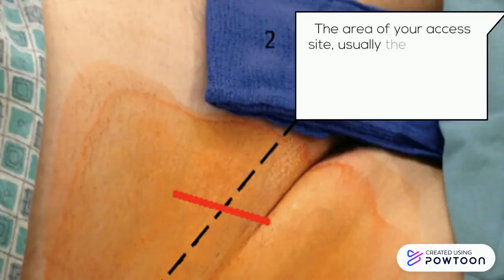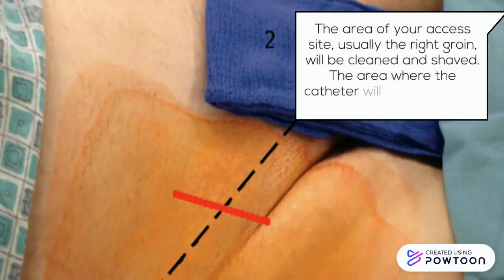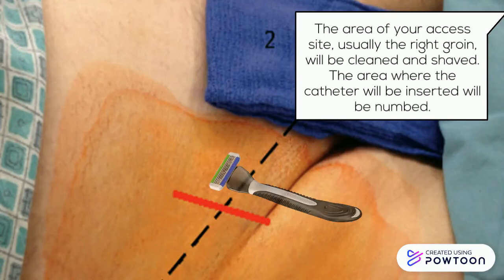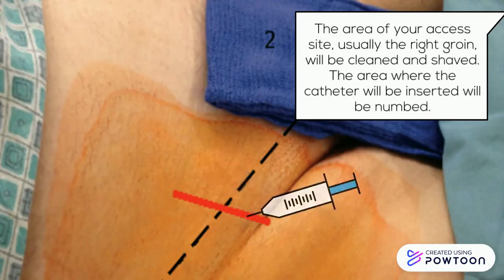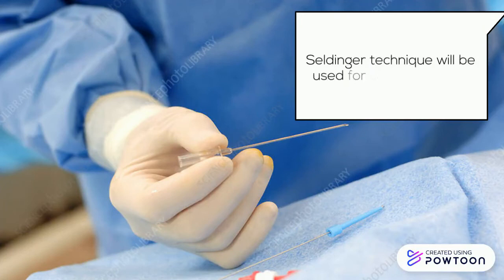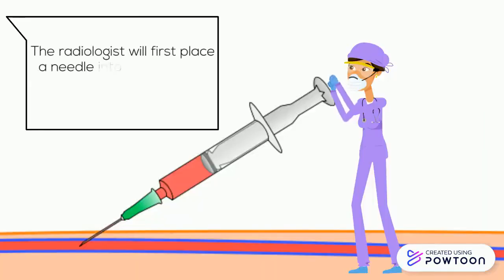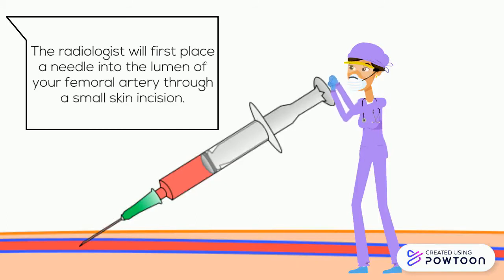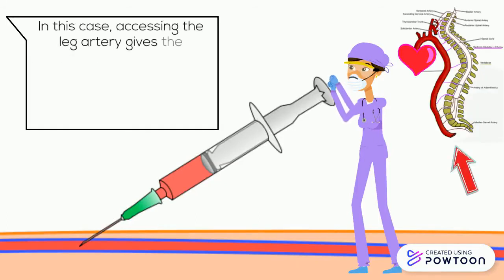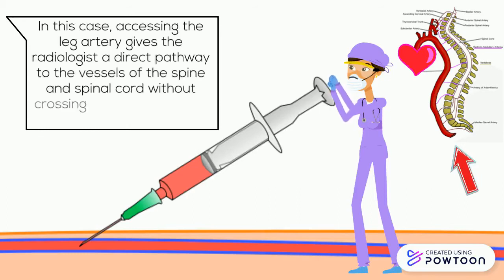The area of your access site, usually the right groin, will be cleaned and shaved. The area where the catheter will be inserted will be numbed. Seldinger technique will be used for catheterization. The radiologist will first place a needle into the lumen of your femoral artery through a small skin incision. In this case, accessing the leg artery gives the radiologist a direct pathway to the vessels of the spine and spinal cord without crossing or coming close to the heart.